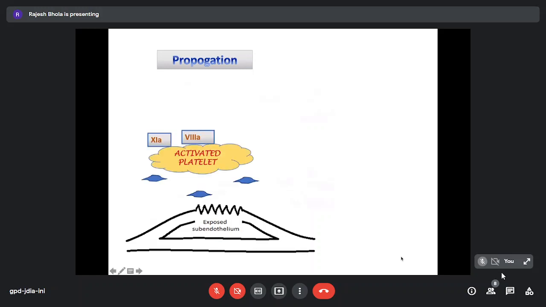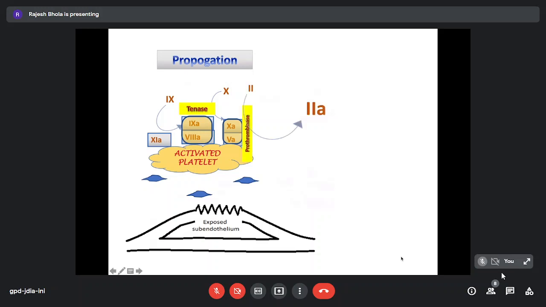This activated platelet has activated factor 11, activated factor 8, and activated factor 5A on the surface. So what happens? Now factor 9, which is circulating in the blood, will form an activated 9A by the action of activated factor 11. And this activated 9A and 8A together form the complex known as the tenase complex. And the tenase complex will activate factor 10 into factor 10A. And now 10A and 5A will come together to form a complex known as the prothrombinase complex.